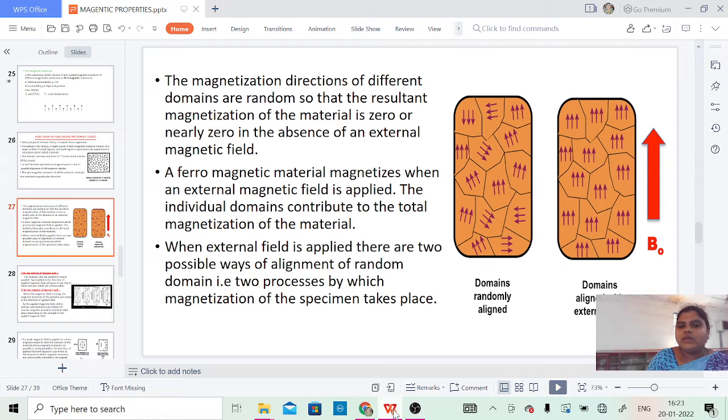When an external field is applied, there are two possible processes by which magnetization of the specimen takes place: the randomly aligned domains align with the external field whenever the field is applied. See the variation in the diagrams.